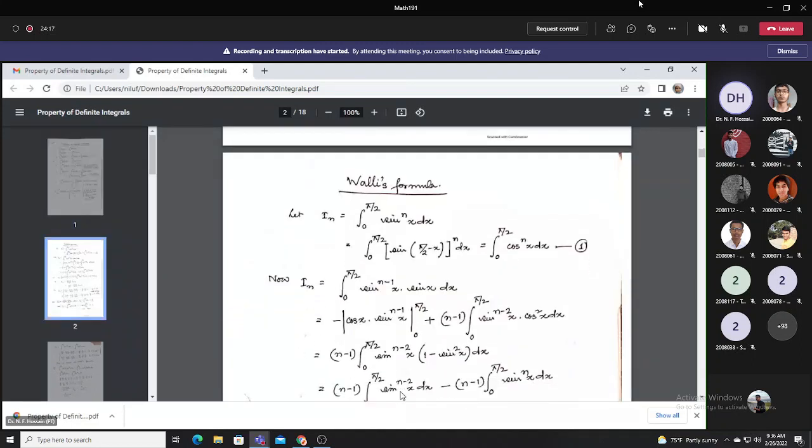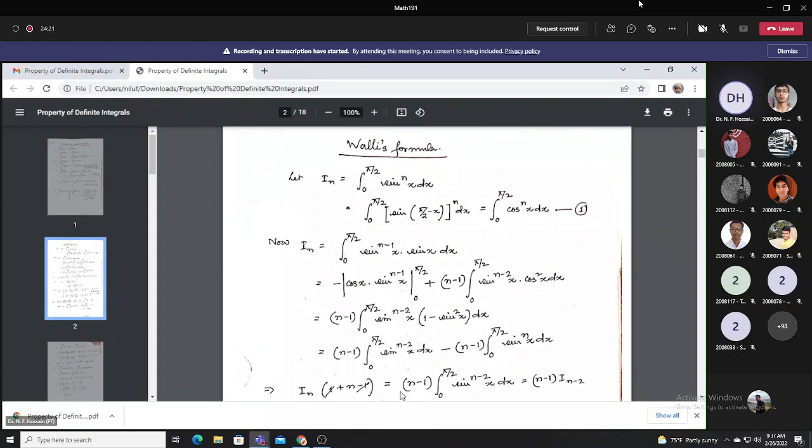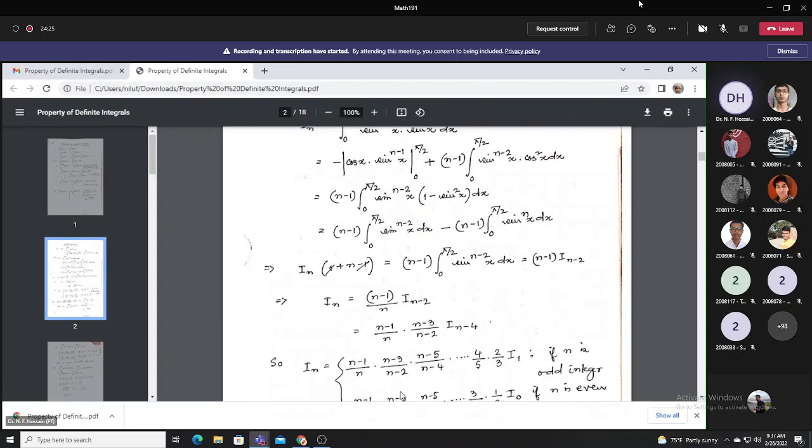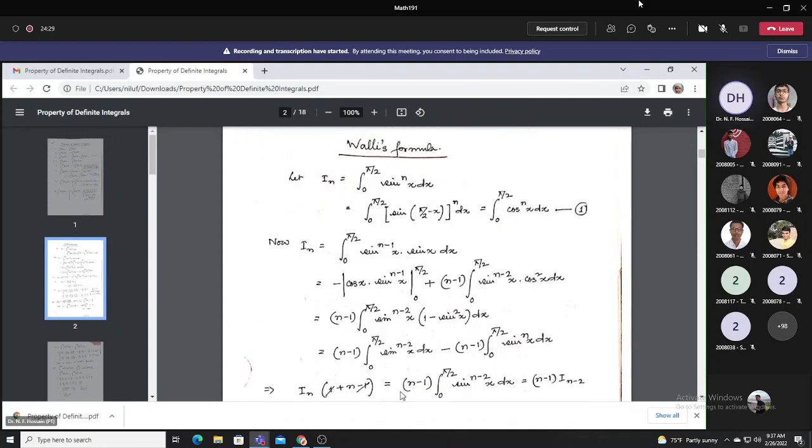Using this Wallis formula, actually we can get it from the reduction formula of integral sine to the power n x dx. Okay, so if you take I_n equal to integral 0 to pi by 2 sine to the power n x dx, we have actually got the reduction formula for the indefinite integral of sine to the power n x dx.